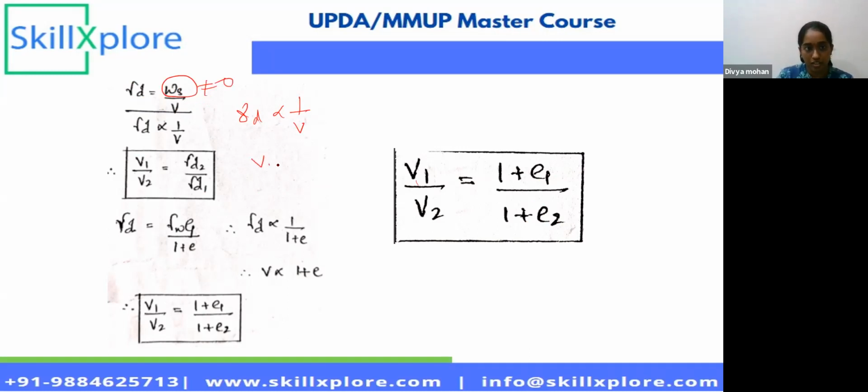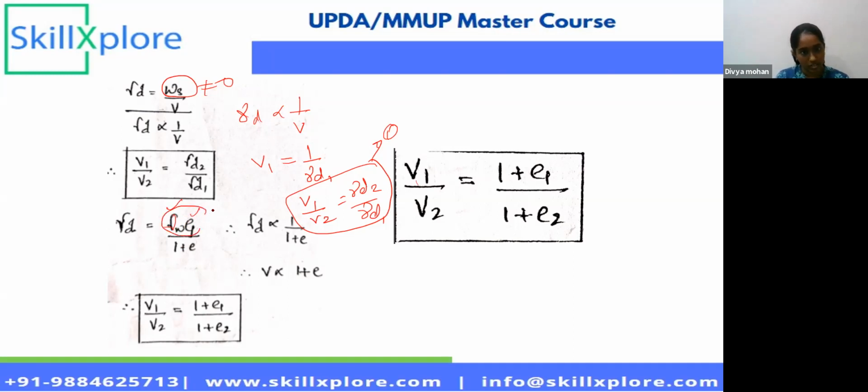So V1 is proportional to 1 by gamma D1, and we are dividing it in both conditions: V1 by V2 is equal to gamma D2 by gamma D1. We also know another formula, gamma D is equal to gamma W G by (1 plus e). Here G is the true specific gravity, as I've already told you, and gamma W is a constant. These both are universal constants, so we can take this as a constant and insert the proportionality sign. So gamma D is inversely proportional to 1 plus e.